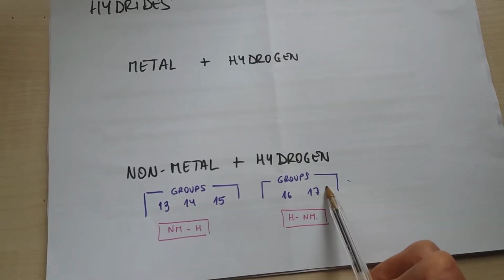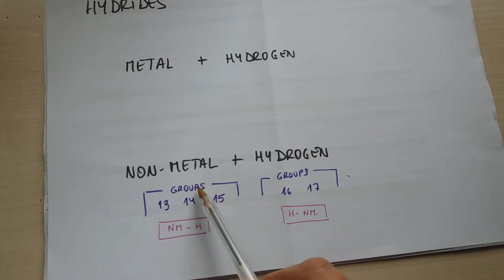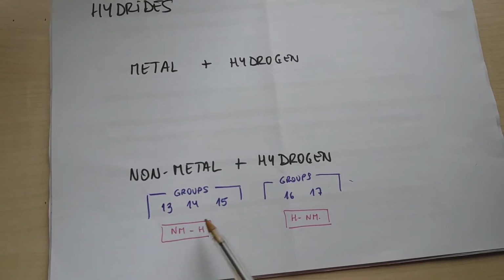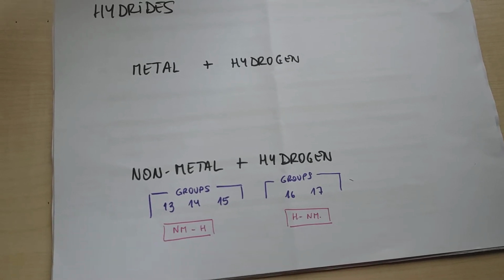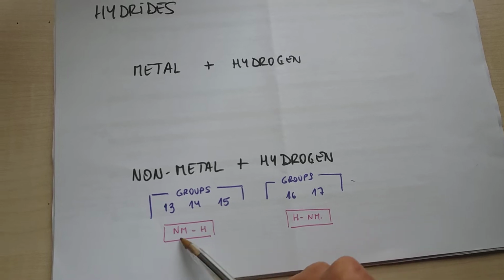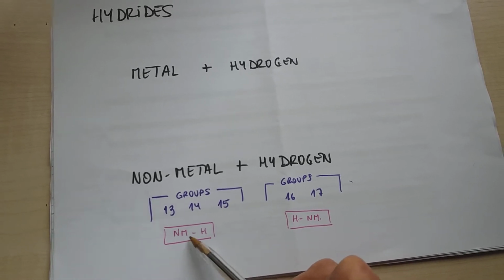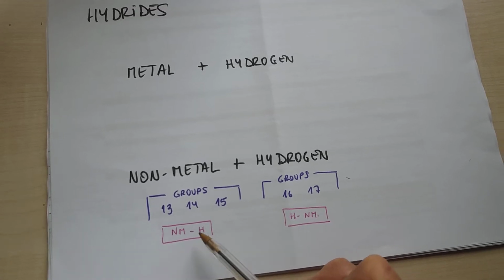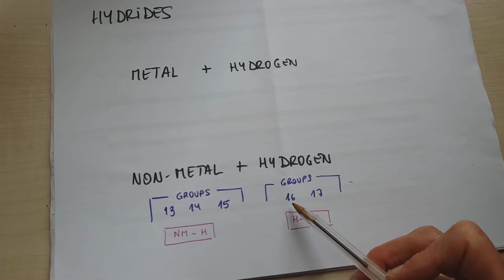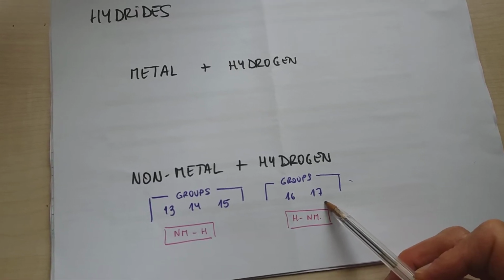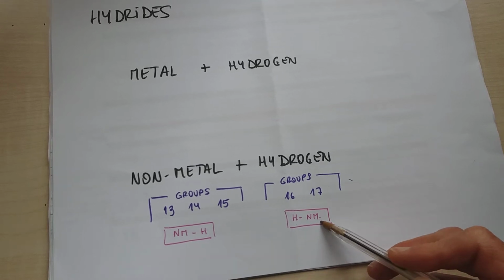In the case of the non-metals, we have to distinguish two different groups. The compounds formed with the non-metals from groups 13, 14 and 15 of the periodic table are written in this order, first the non-metal and then the hydrogen, and the non-metals in groups 16 and 17 are written this way, first the hydrogen and then the non-metal.